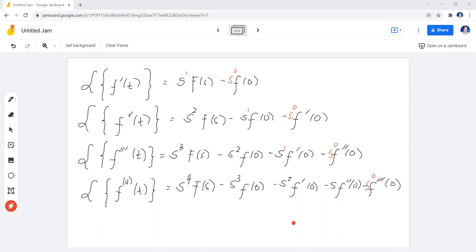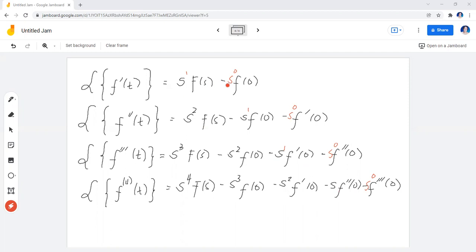The reason why I wrote this one, although you get to see in the slide that was shared to you the formula for the Laplace transform of the first derivative and the second derivative, is for you to see the pattern in the formula of Laplace transforms of derivatives. So these are the things that are worth noting. All the terms that follow after the first term are separated by a minus sign.